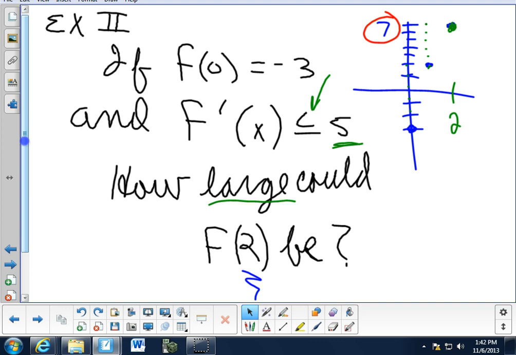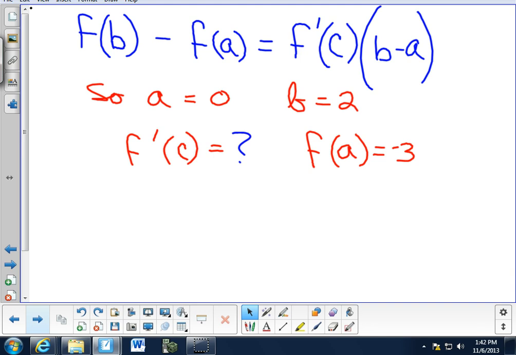Now, that's easy with small numbers. Let me show you a way you could do it if you had a larger set of numbers. I'm going to come back to this theorem. Right? That's the mean value theorem, just kind of rearranged. So, in this problem, they told me my starting point, a, was 0. They told me my ending point, 2. They told me what the starting value was, f of a. And what is it they're looking for? Kind of almost what's left.